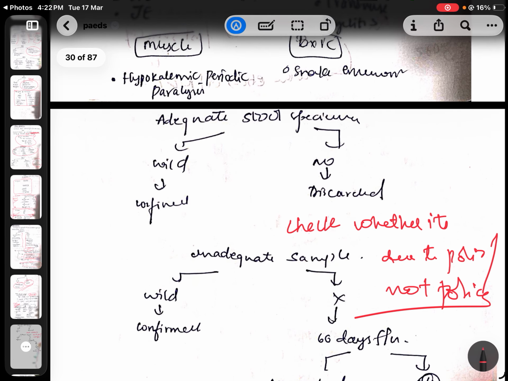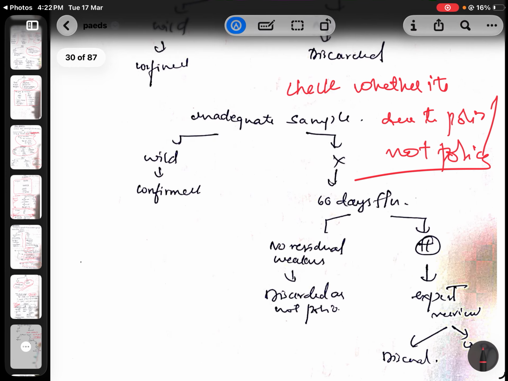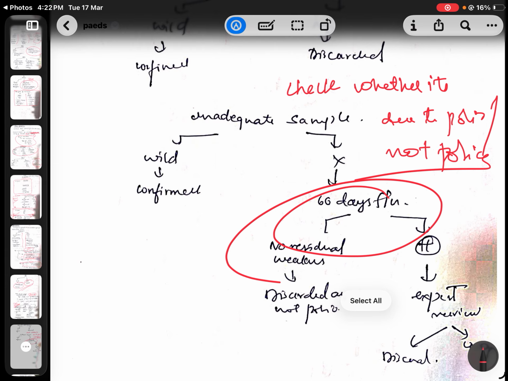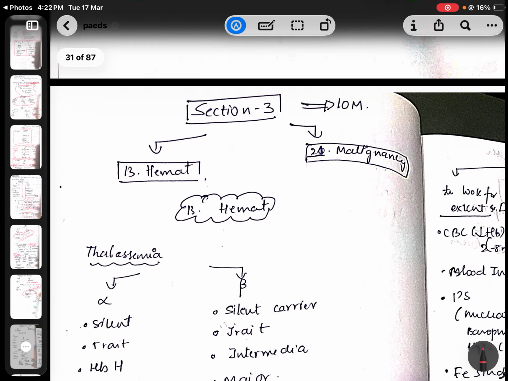So based on the stool sample, whether it's adequate or inadequate, you do things accordingly. Again, you go for follow-up if it's inadequate. Then if it's not there, you discard it as not polyester. Okay, next important thing is hematology.